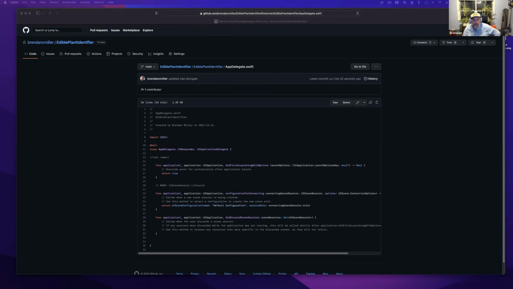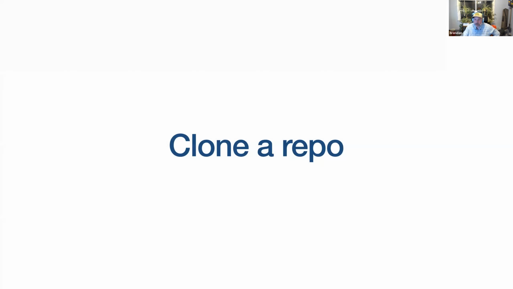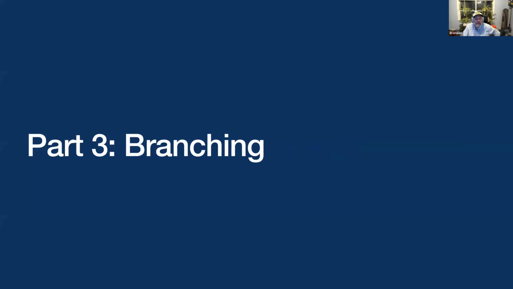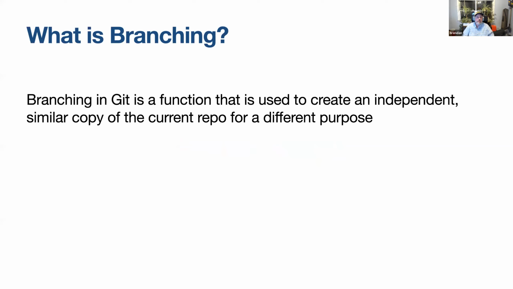Okay, so now let me jump back to Keynote. We did our first commit. So now we're going to talk a little bit about branching. What is branching? I'm sure you've heard that term before. Branching in Git is a function that is used to create an independent, similar copy of the current repo, but for use for a different purpose. Quite often, it could be a bug fix, or it could be a different version. We're going to talk about different branching strategies in a bit, but ultimately that's what it is.